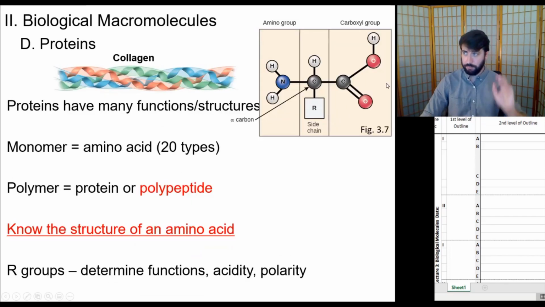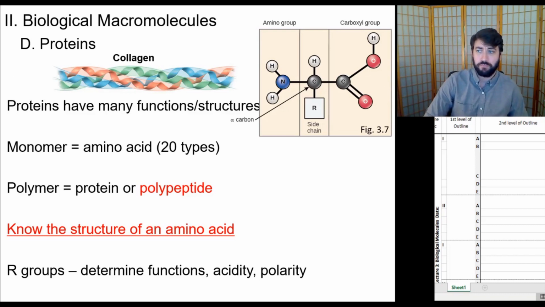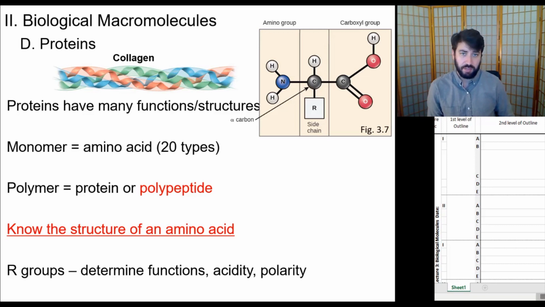Now, proteins get a little complicated here. Proteins can have many, many different structures and functions, and they're actually the direct result of gene expression that we'll talk about later.